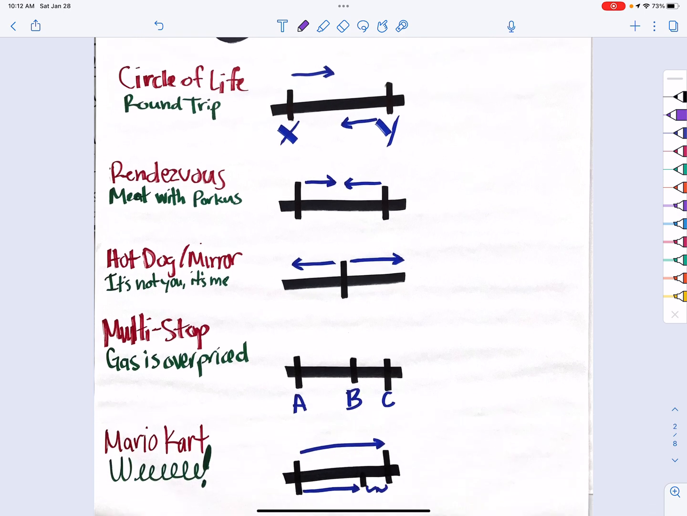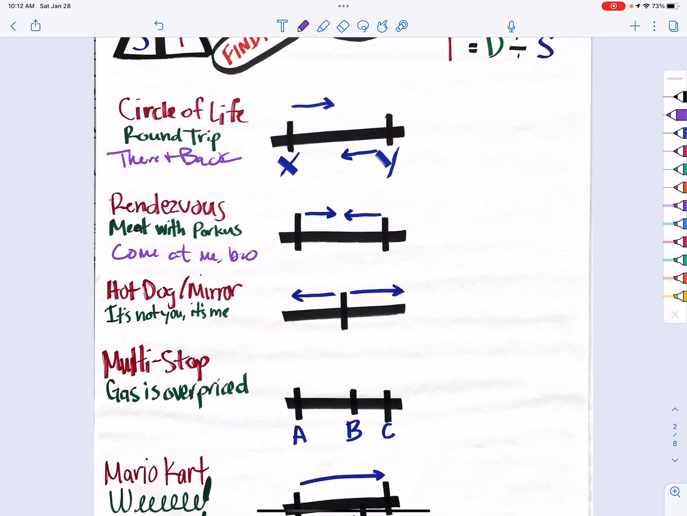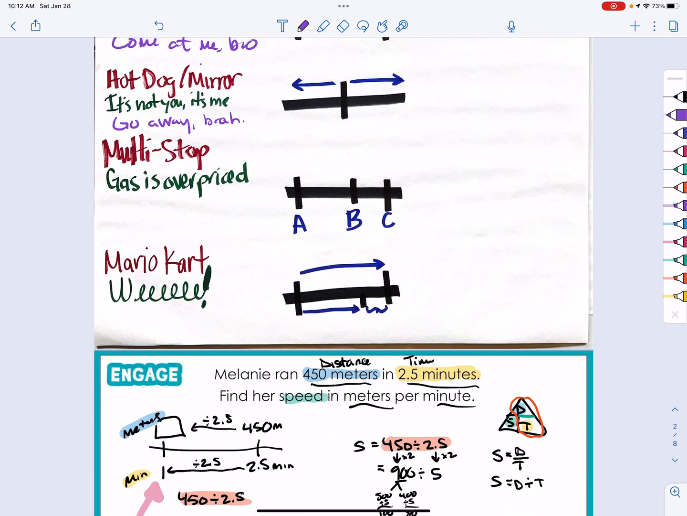As we go through, we are going to be looking at these different problem types. I feel like this one in purple we called there and back. This one was come at me, bro. This one was, I want to say, go away. Multi-step. This one, I can't remember what we called that one. And this one was wanna race.